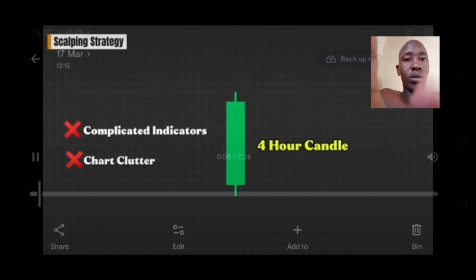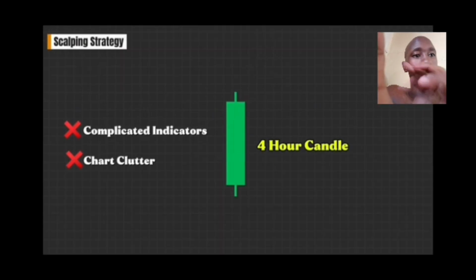Single 4-hour candle that's... I'm just gonna stop it exactly right here. If we can go forward, we can see that you don't need any indicators to trade this strategy. That's the first thing that we had. The second thing, it has no chart data. I don't really know what that means, because there are a lot of weights in this forex industry that we don't know what they mean.